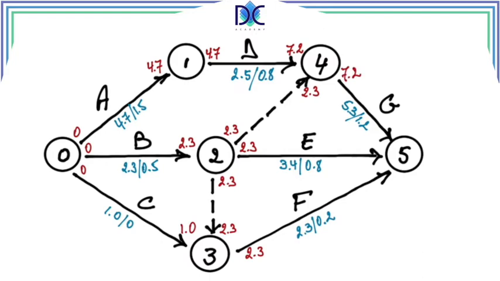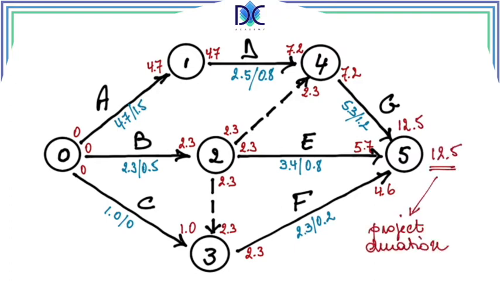We do the same thing for the activity G. We have 2 entries, 7.2 and 2.3. We take the highest number, so the early start of G is 7.2. We calculate the endpoint for E, so we have 2.3 plus 3.4, which gives us 5.7. And for F, we do the same, we find 4.6. And for the last activity G, the end time of G is 12.5, which leads to the project duration in this case. So the project duration is 12.5 periods.